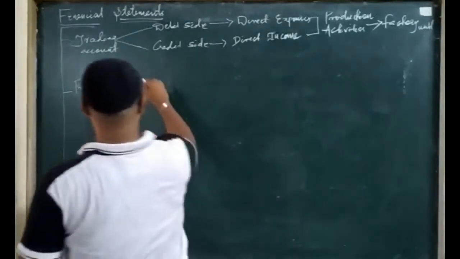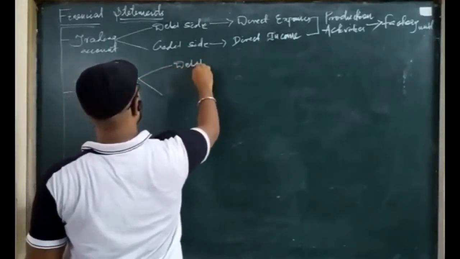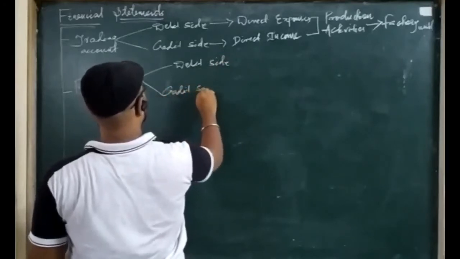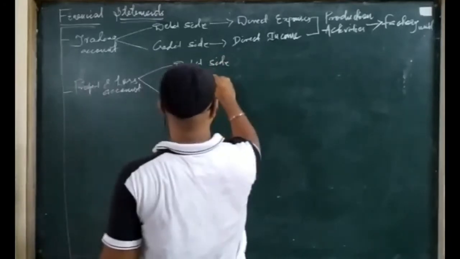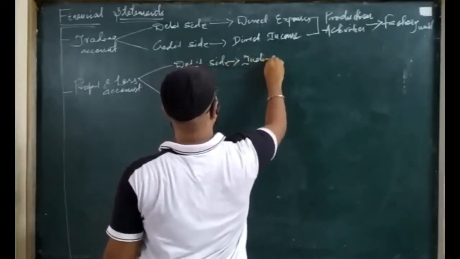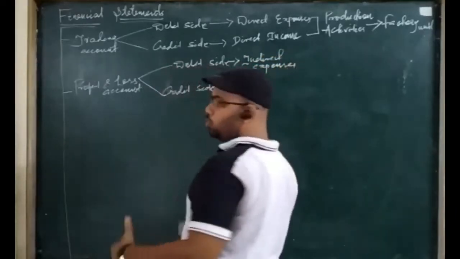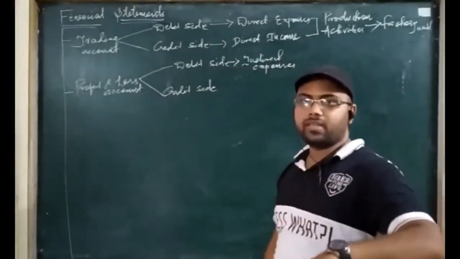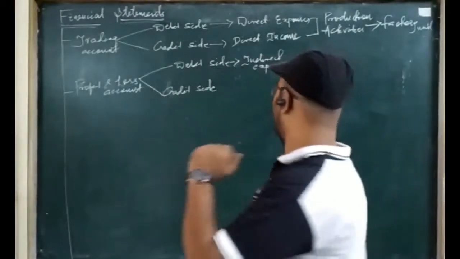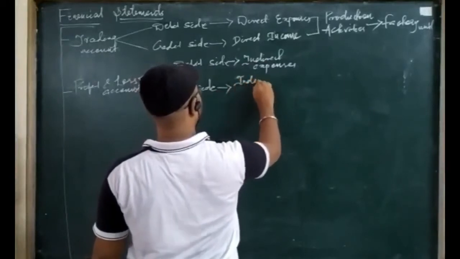Okay. So the profit and loss account again has the same 2 sides, debit side and credit side. In the debit side you write indirect expenses. And you know the meaning of indirect expenses. In a general way, expenses that are not made for production, or expenses that are not direct expenses, are called indirect expenses. And in the credit side, you write indirect incomes.